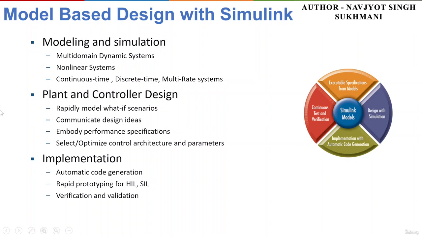First is modeling and simulation. It's used for multi-domain dynamic systems, non-linear systems, continuous time, discrete time, and multi-rate systems. Second one is plant and controller design, which lets you rapidly model what-if scenarios, communicate design ideas, embody the performance specification, and select or optimize control architecture and parameters. In implementation, we get automatic code generation from Simulink itself, and rapid prototyping for HIL and SIL, and so many testing, verification and validation tasks are made easy.